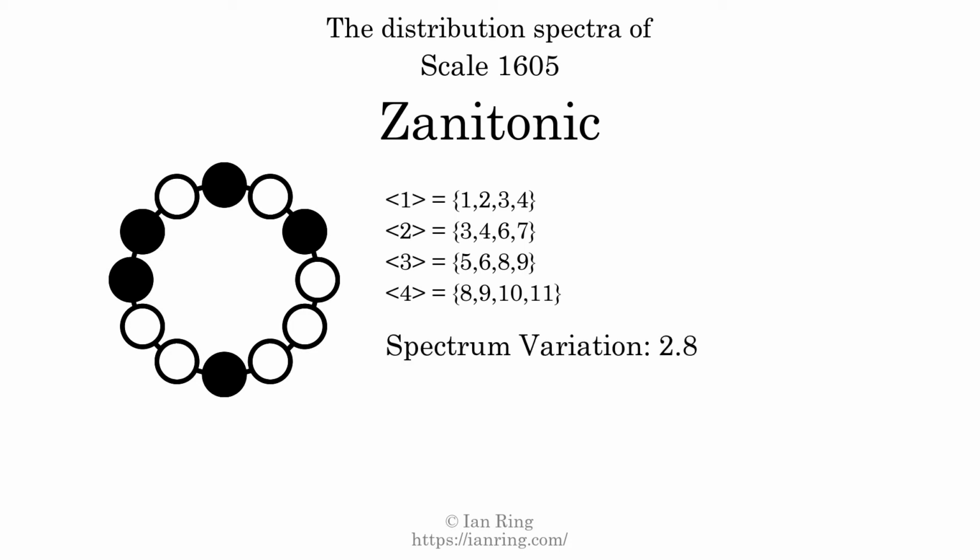The spectrum variation is the sum of all the widths, divided by the number of tones. The spectrum variation of this scale is 2.8. Since the variation is greater than 0, this indicates that the scale is not perfectly even.